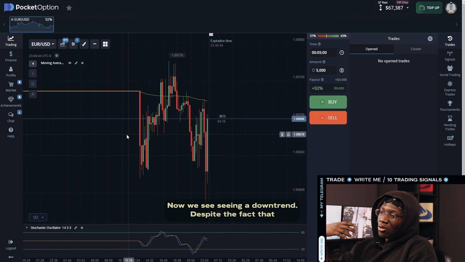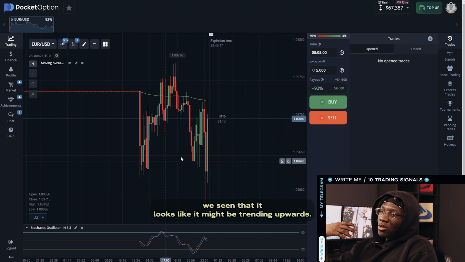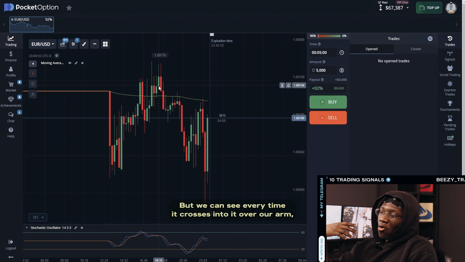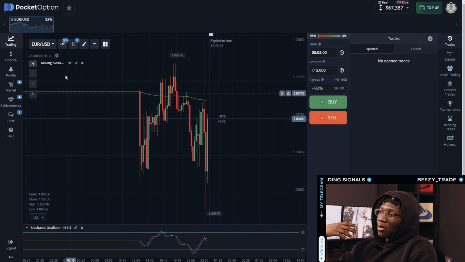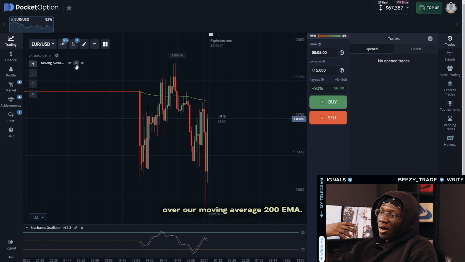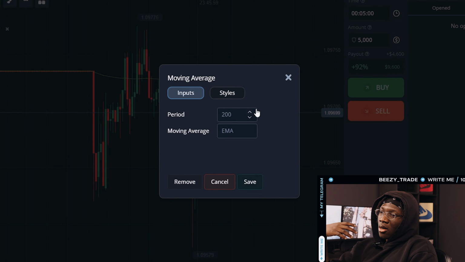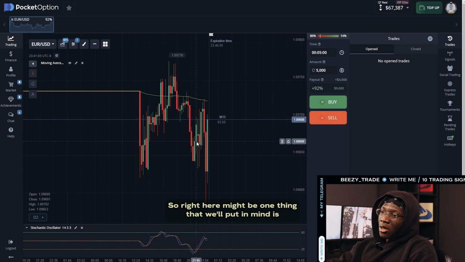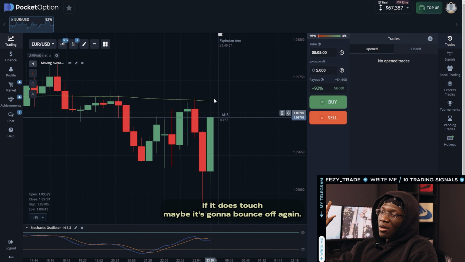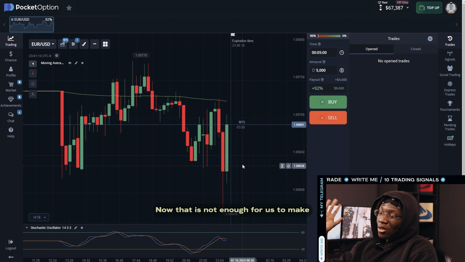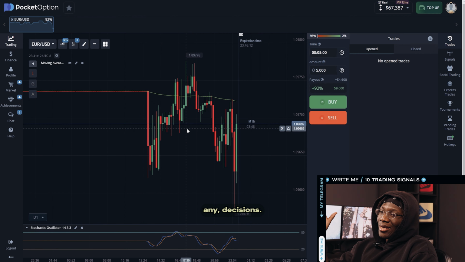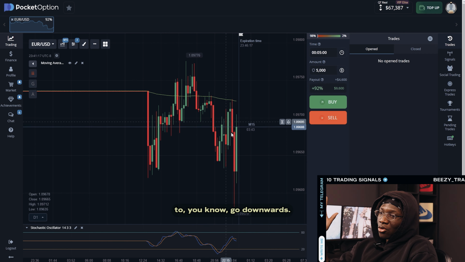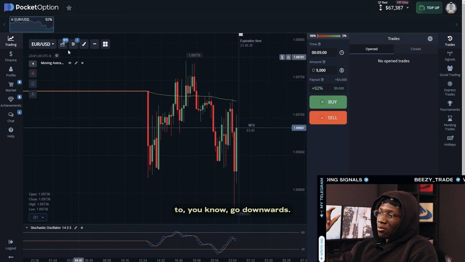Now we're seeing a downward trend, despite the fact that it looks like it might be trending upwards. But we can see that every time it crosses over the 200 EMA moving average, it bounces off. So one thing we'll keep in mind is that if it does touch, maybe it's gonna bounce off again. That is not enough for us to make any decisions, but we can see clearly that this is starting to go downwards.